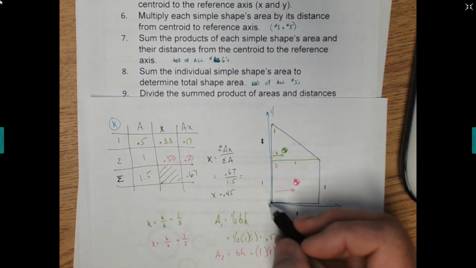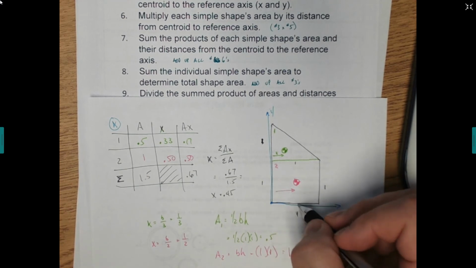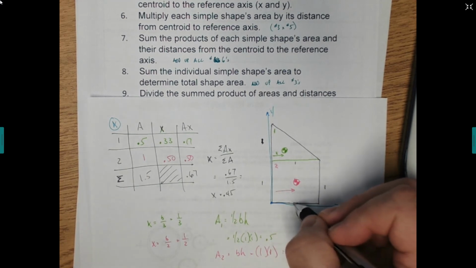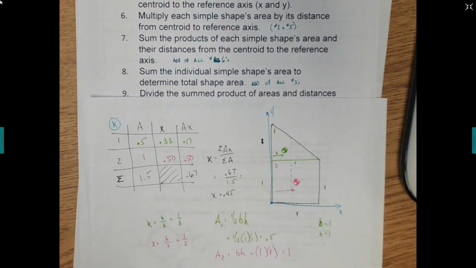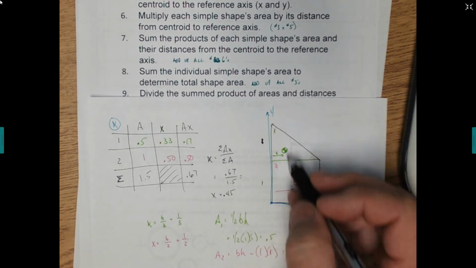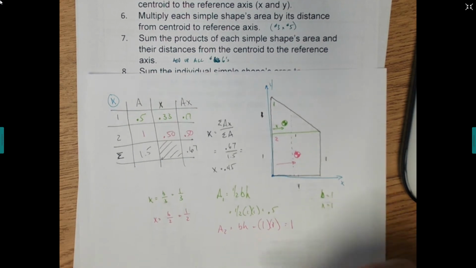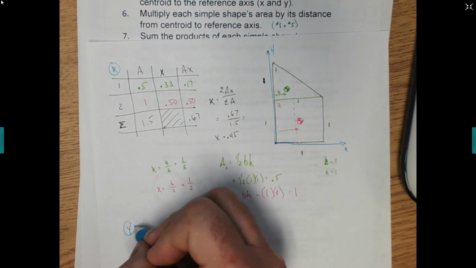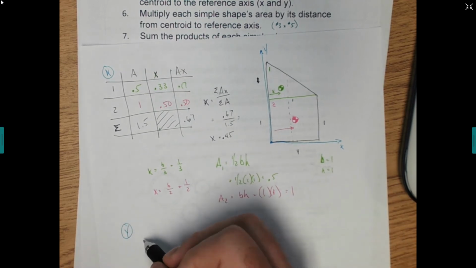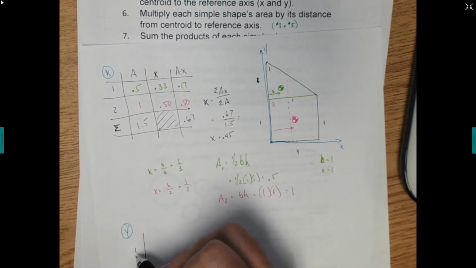So for my overall thing, we're going to go 0.45. Remember, here's halfway, so we're kind of right there. So it's somewhere along that line. So we know x. Now we've got to solve for the y. We're going to do the same thing and create another little table down here for y, with number 1 and number 2 and the sum.